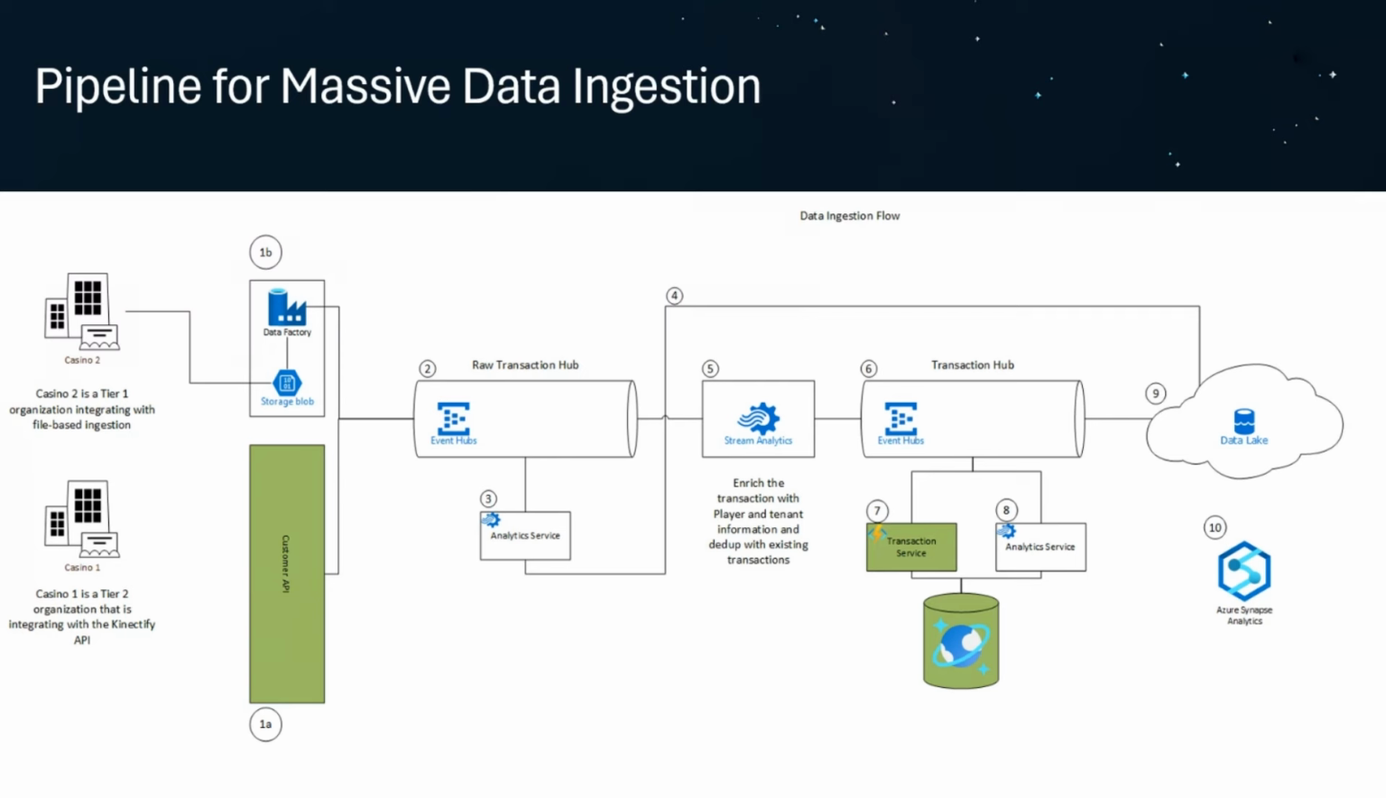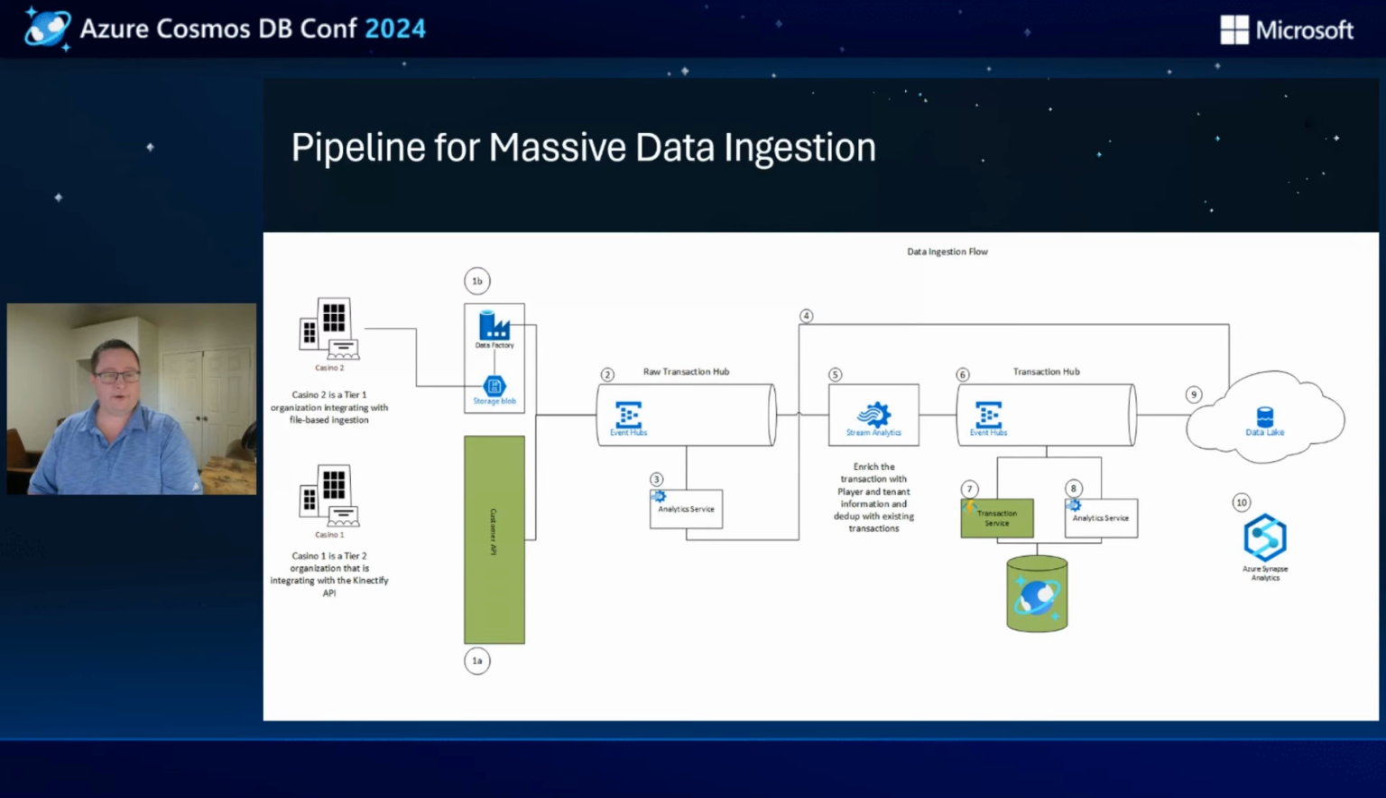We have data that can come in through our customer-facing APIs or other file-based transfer methods like SFTP, for example, into blob storage. That data gets ingested into Azure Event Hub. That Event Hub has analytics services on it that give us operational information about how much data is flowing through that Event Hub at any one time. We have live Power BI dashboards connected to these analytics services that tell us what tenants are generating transactions and how many are coming in, how many duplicates we're seeing, so on and so forth.